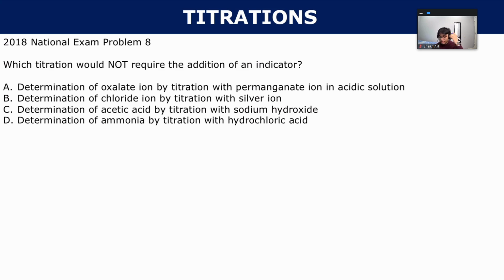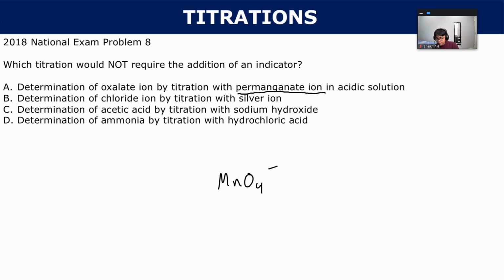Next one, which titration would not require the addition of an indicator? So remember, acid-base titrations are going to require an indicator, but the ones that do not are going to be your redox reactions. Some redox reactions, especially the one with the MnO4 ion in it, are not going to require an indicator. So which answer choice shows this the best? A, determination of oxalate ion by titration with permanganate ion in acidic solution. Yes, this makes sense. The permanganate ion kind of just gives away that it's going to be a self-indicator. So A is definitely a possibility.